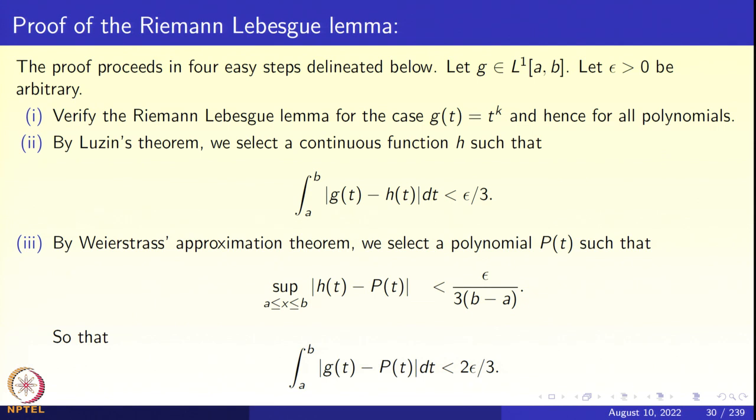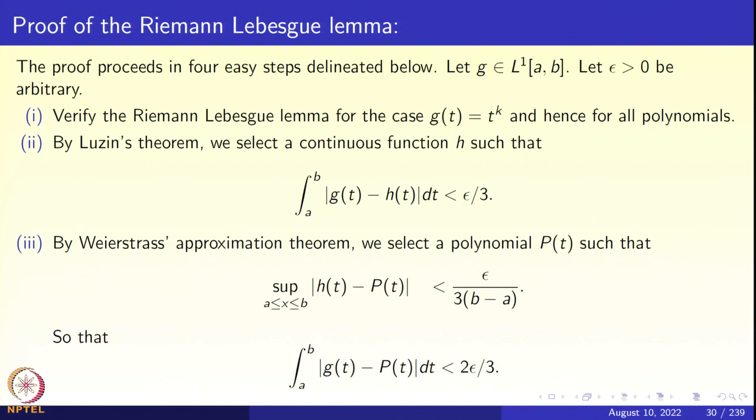Now, the Riemann-Lebesgue lemma is true for g1, and if it is true for g2, it is certainly going to be true for c1 g1 plus c2 g2. So it is going to be true for polynomials. So the Riemann-Lebesgue lemma is true for polynomials g. Now we want to prove it for a general g. Take a general L1 function.